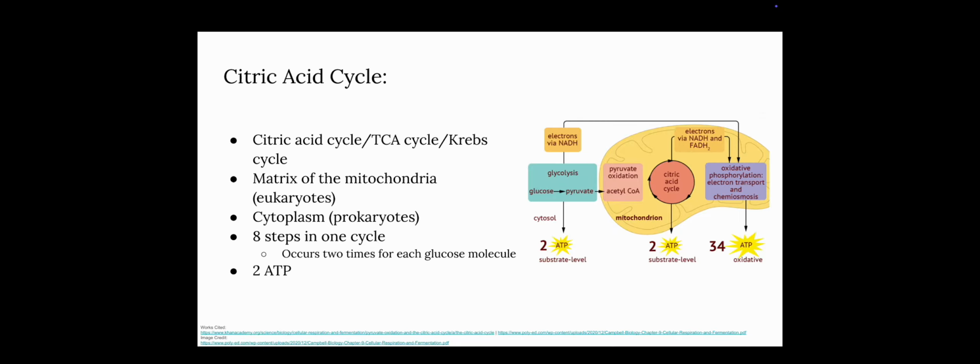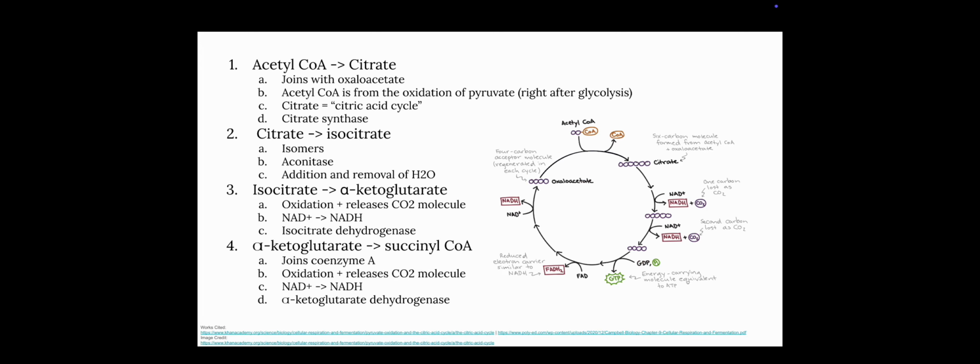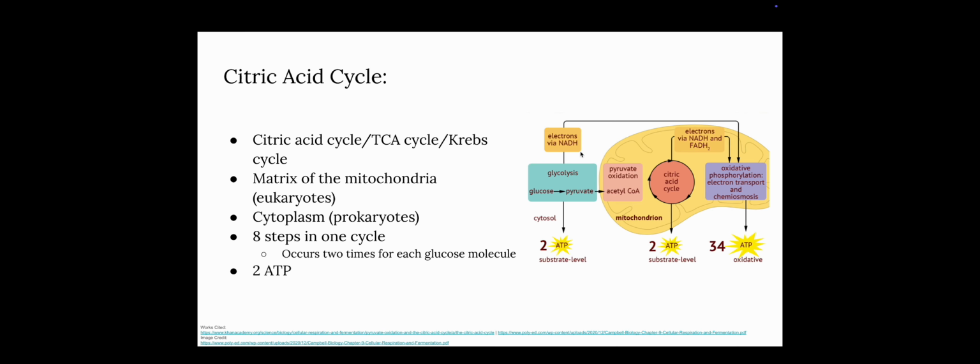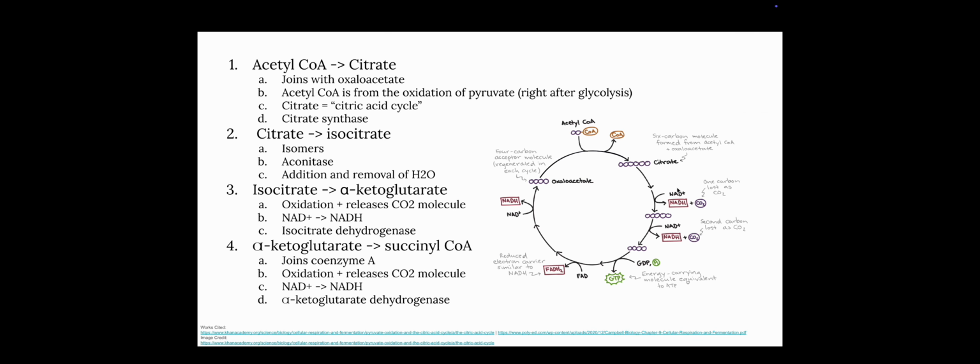So now we are going to go over each of the 8 steps of the cycle. The enzymes used will be listed in the subscripts as usual. First, we start with acetyl-CoA, which we got after the oxidation of pyruvate, which is right after glycolysis, as we can see in this diagram here. The acetyl-CoA is joined with oxaloacetate, which we will see again at the end of the cycle, and citrate is formed. That is why it's called the citric acid cycle, because of citrate.